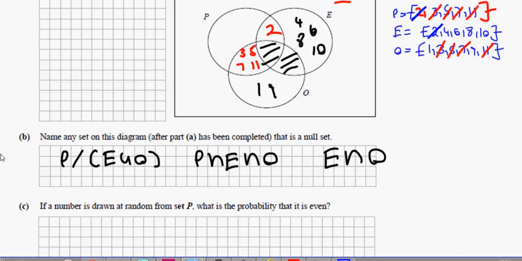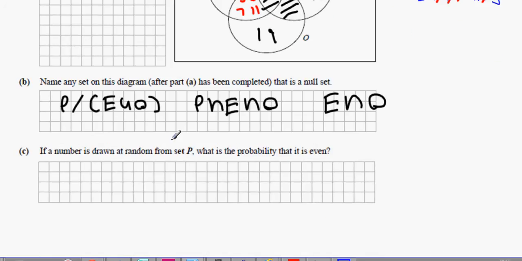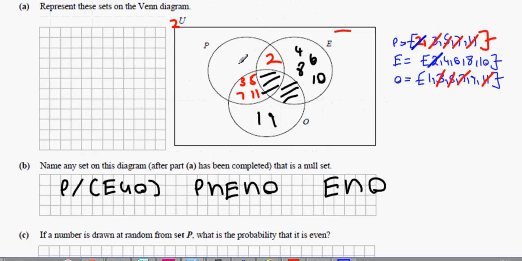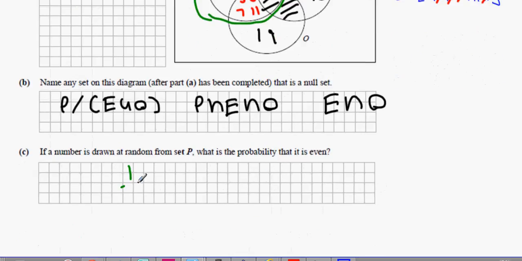Okay. If a number is drawn at random from set P, what is the probability that it's even? Well, how many numbers are in P? So we have 1, 2, 3, 4, 5. There are 5 numbers in P. It only has 1 even number. So the answer is 1 out of 5.